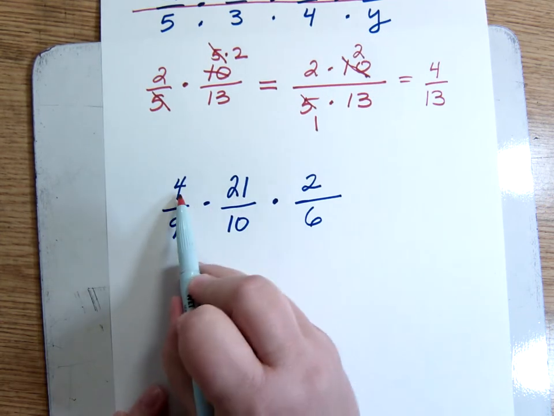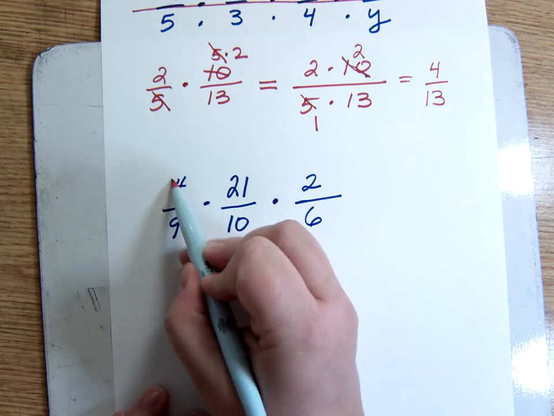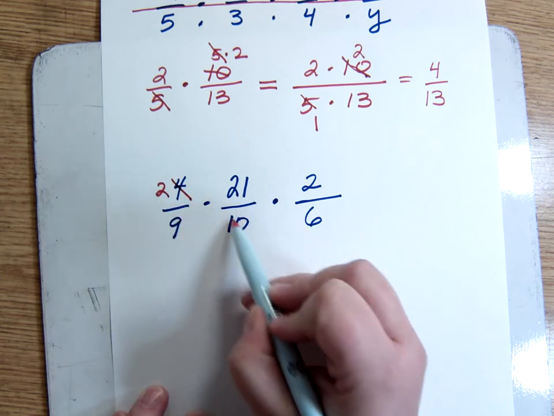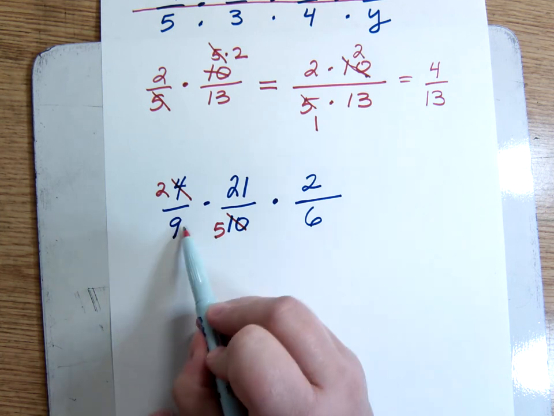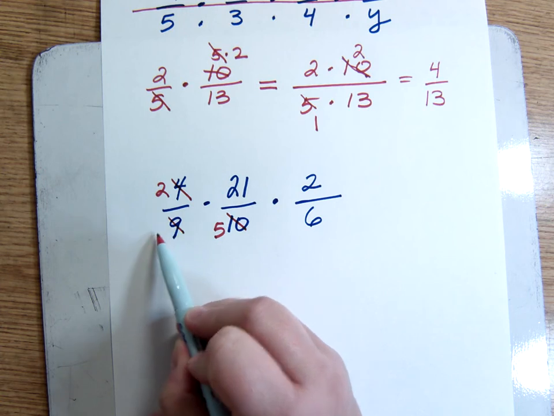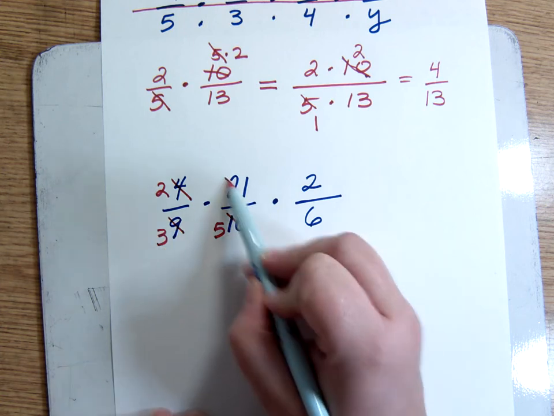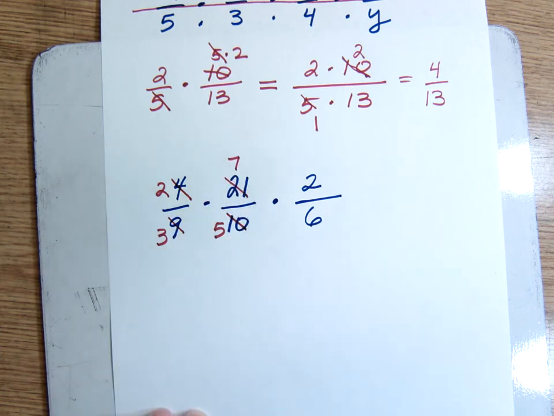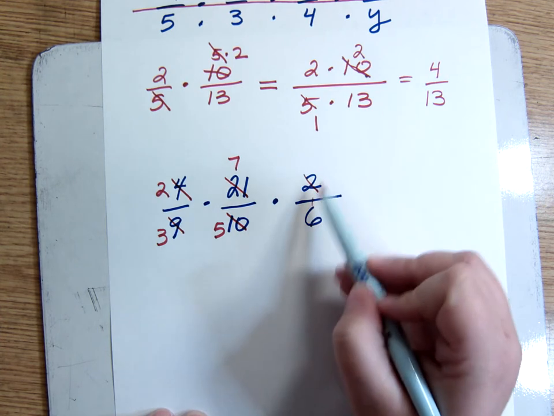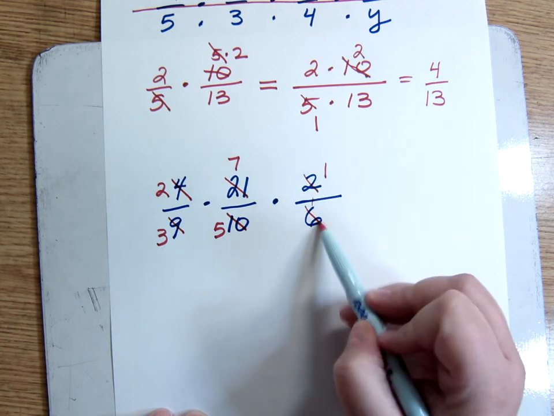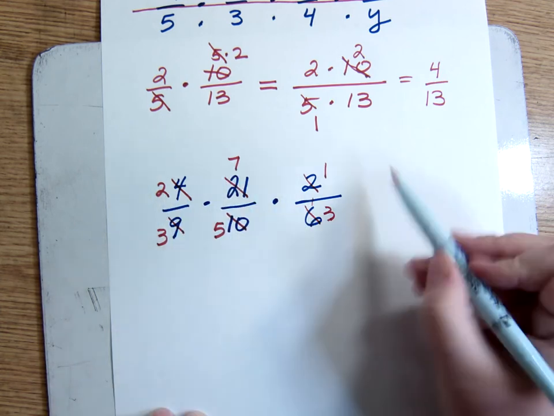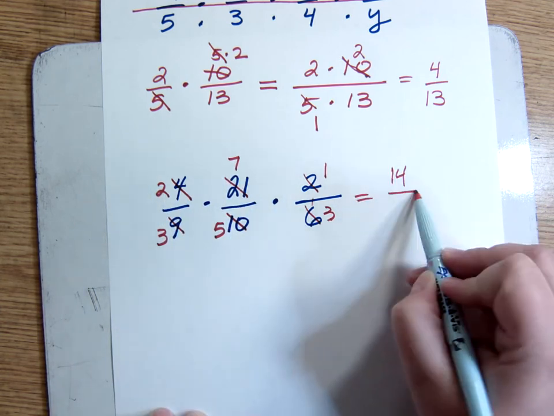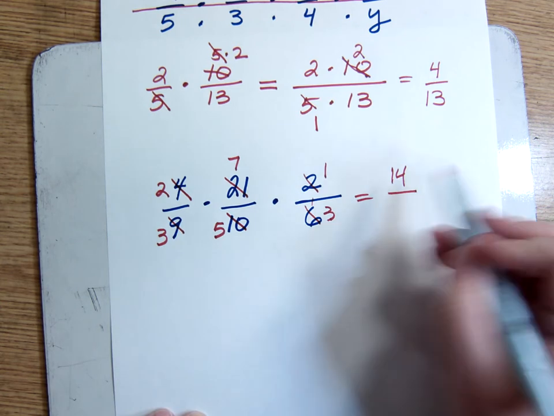2 goes into 4, 2 goes into 10. So 2 goes into here twice and into here 5 times. Okay? 3 goes into 9 3 times and into 21 7 times. And I could also do it top to bottom. 2 goes into here once and into here 3 times. So on top I have 2 times 7 times 1, which is 14. And on the bottom I have 3 times 5 times 3, which is 45.